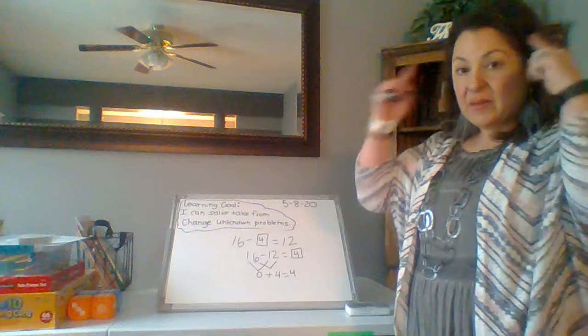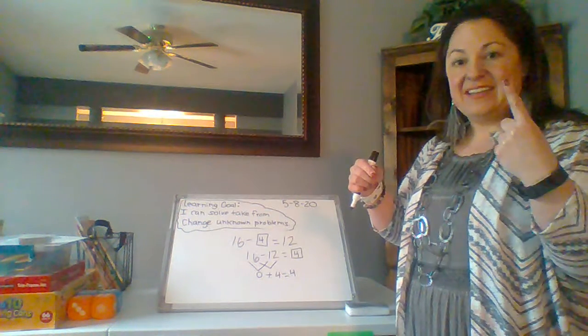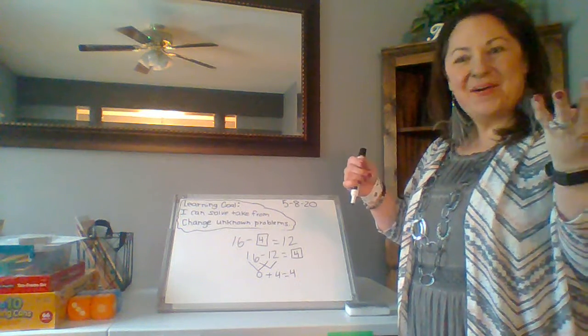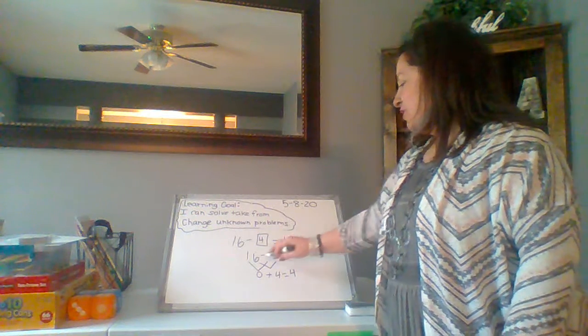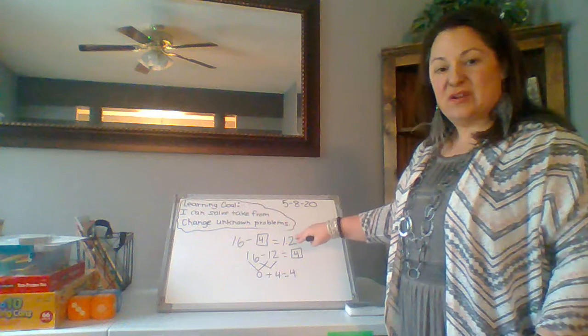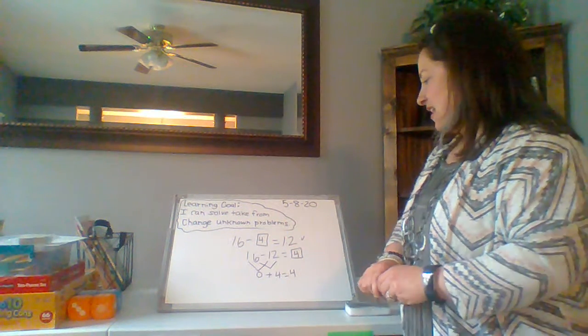Now let's check that. Put 16 in your head and count back 4. 15, 14, 13, 12. It worked. Okay? Did you see that? So we have 16, 12, and 4 in each of those number sentences. So do you see how they're part of the same fact family?